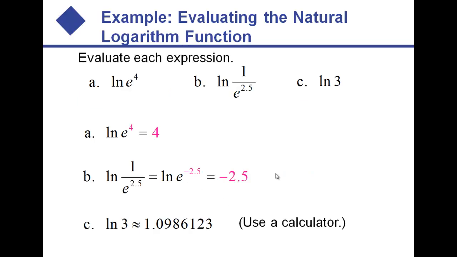Now we can evaluate some expressions that involve natural logs and e's. e to what power equals e to the 4th? And you go, duh, it's 4. e to what power equals 1 over e to the 2/5? Well, that's e to the negative 2/5, because this is the same thing as e to the negative 2/5, so we get negative 2/5. And the last one says e to what power equals 3, and we would have to use a calculator. You can just type in natural log of 3, and you get that number.